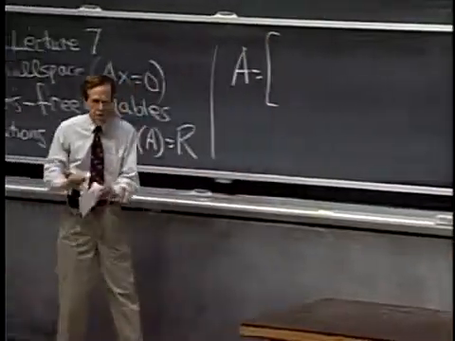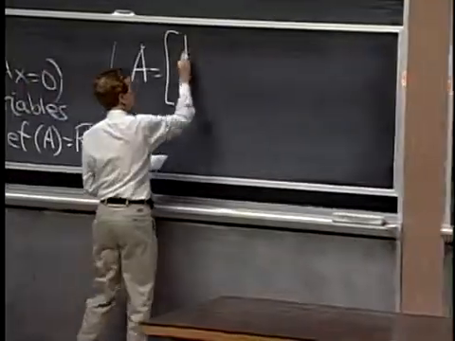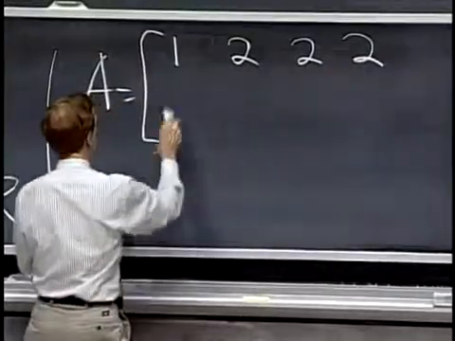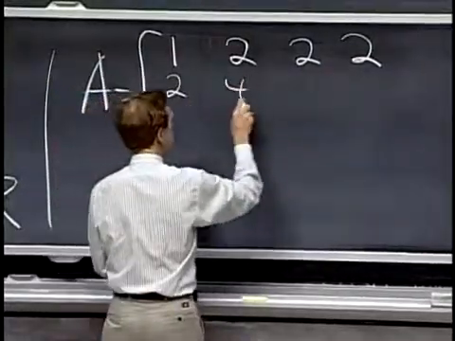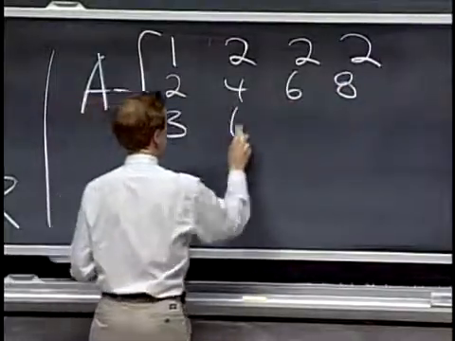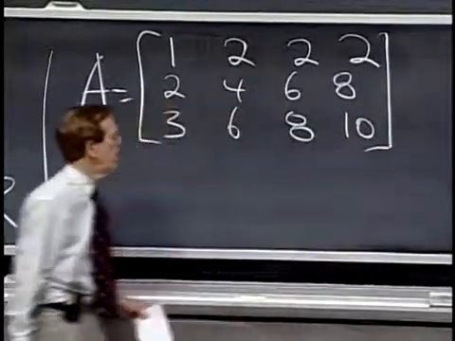So we're definitely talking rectangular matrices in this chapter. So I'll have 4 columns and 3 rows: 1, 2, 3, 4... 2, 4, 6, 8, and 3, 6, 8, 10. Okay.